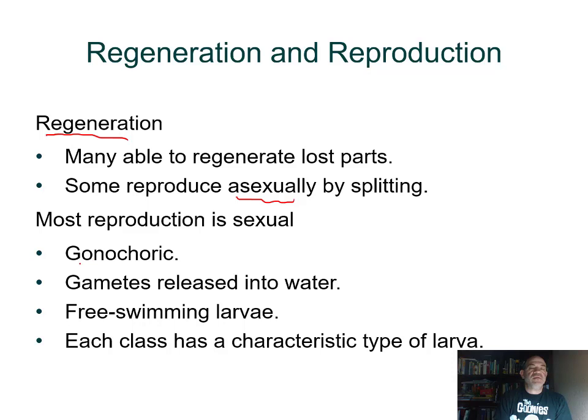During sexual reproduction, they are gonochoric, which means there's a separate male and female. Gametes are going to be released in the water, and then when the sperm fertilizes the egg, the zygote develops to embryo, and then eventually a larva, which is free swimming. And each class is going to have a characteristic larval type, but the larval type, remember, is bilateral. Has bilateral symmetry. Okay.